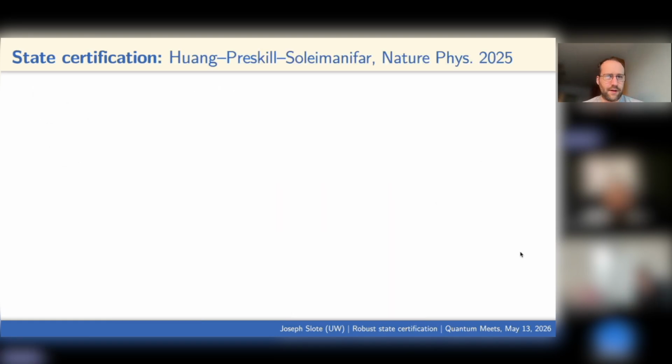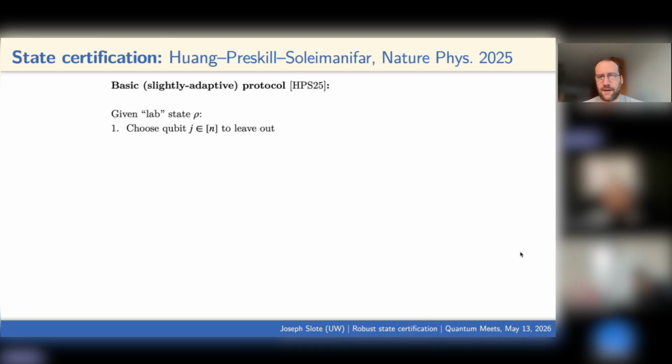There was a breakthrough in this task a couple years ago by Huang, Preskill, and Soleimanifar, and I want to describe the protocol because it'll be useful for describing our protocol later, and it also gets us thinking about these types of tasks. Here it is. It's not simple to analyze, but a simple protocol.